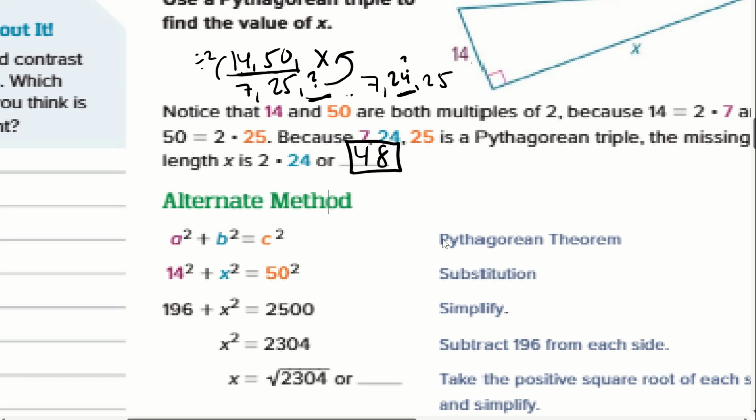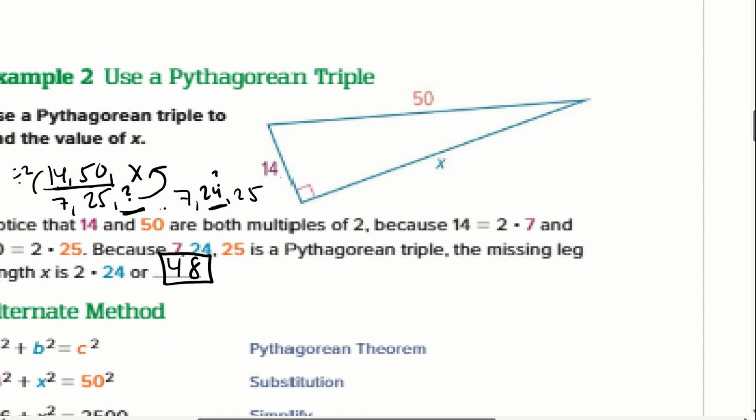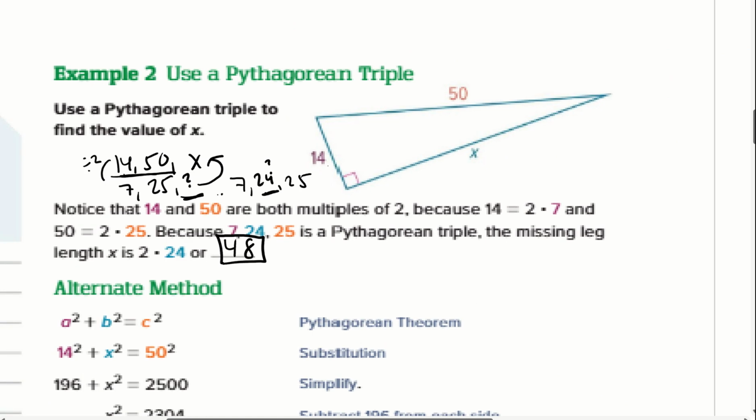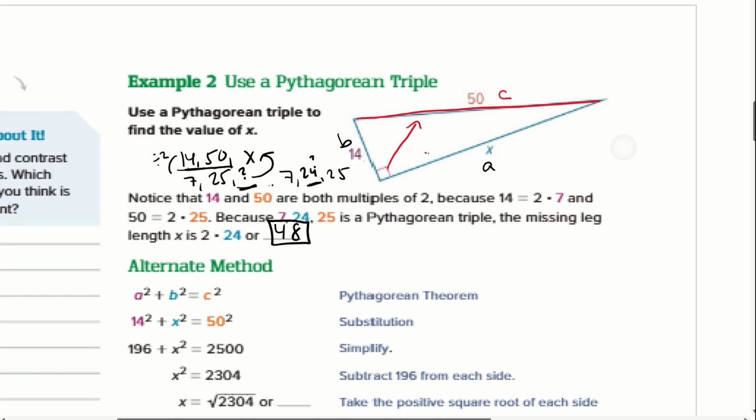All right, and then of course we don't have to use a Pythagorean triple. We can just use the Pythagorean theorem, right? So we got a squared plus b squared equals c squared. But remember that c is always the longest side, and so this is the longest side. That's my c. It's always opposite of my right angle. So we got a squared plus b squared equals c squared. We could set it like that.